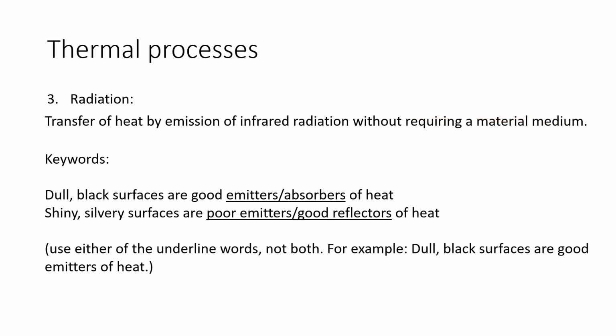Basically, we have an example. On a hot day, your hair will be hotter than your skin because dull black surfaces are good absorbers of heat, like your black hair. Then shiny silvery surfaces: you can say that the inner surface of the thermal flask is shiny because it is a good reflector of heat. It reflects heat back into the hot water stored in the thermal flask. So with those examples, only write the applicable portion, and that's all for thermal processes.